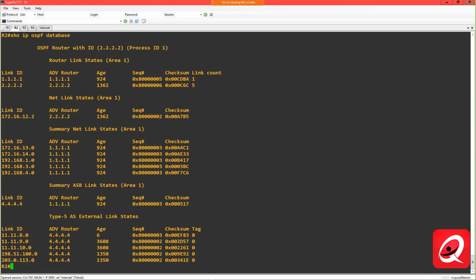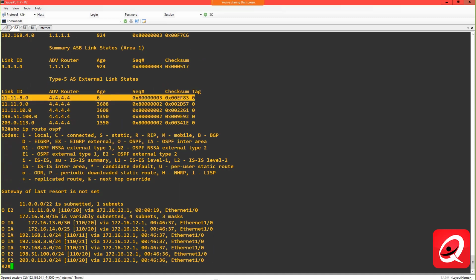Now we are seeing the 9 and the 10. Those will eventually age out, but this is the summary. So if I do a show IP route OSPF, you can see here's my OE2 route. Those are the internet prefixes. Here's my OE2 route. It's being originated by router 1. It has a seed metric of 20, which is the default for OE2.